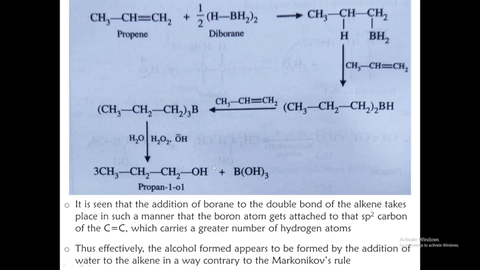So here, in fact, the addition of water across the carbon-carbon double bond is taking place contrary to the Markovnikov rule. Thus effectively the alcohol formed appears to be formed by the addition of water to the alkene in a way contrary to the Markovnikov rule. Now let us discuss other reactions.